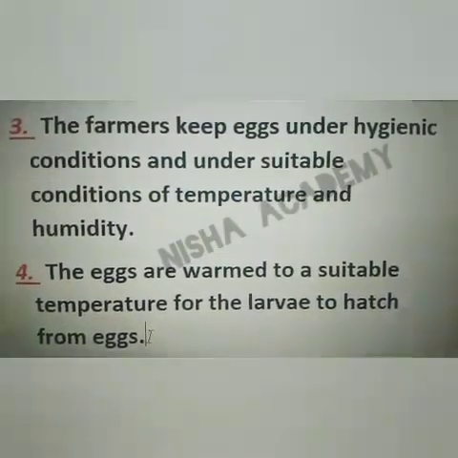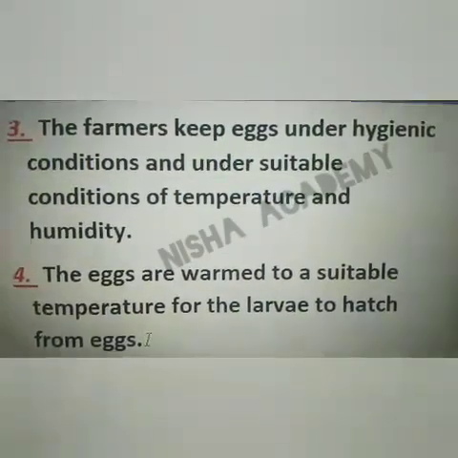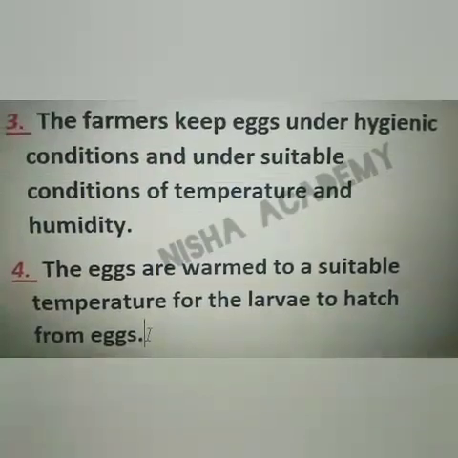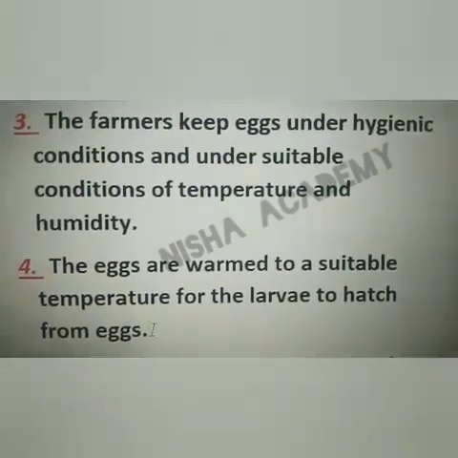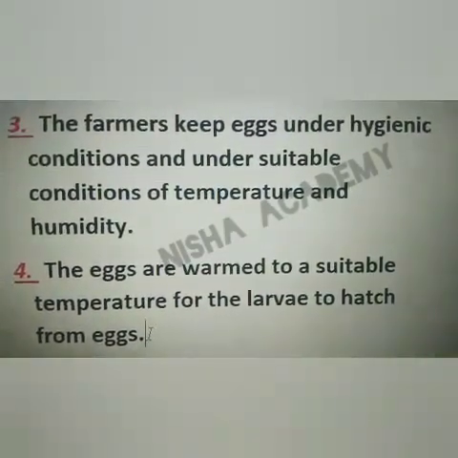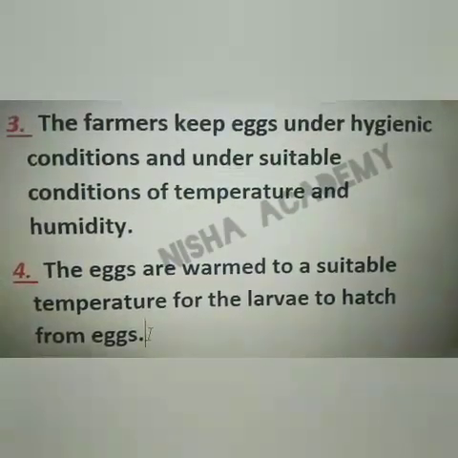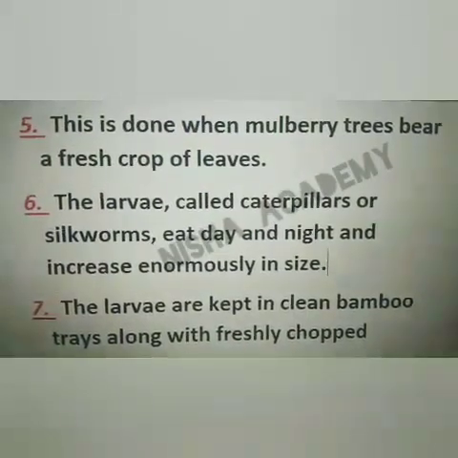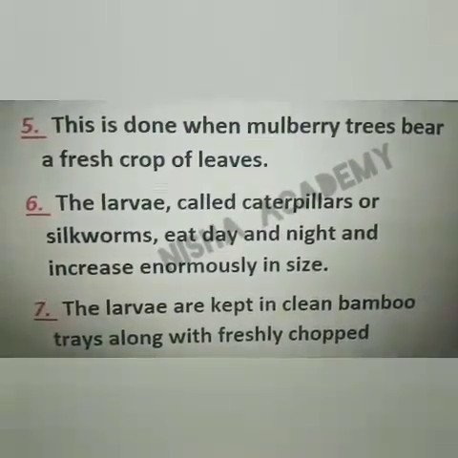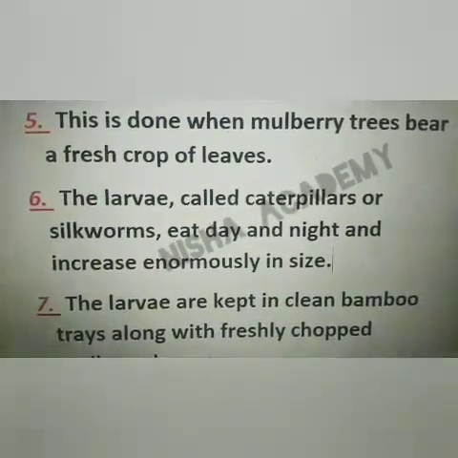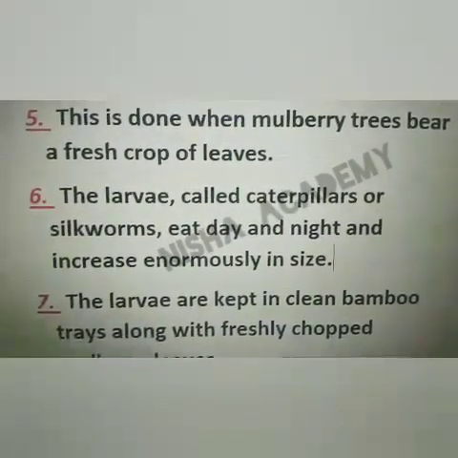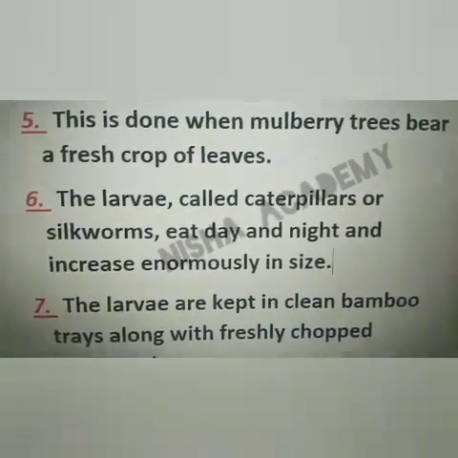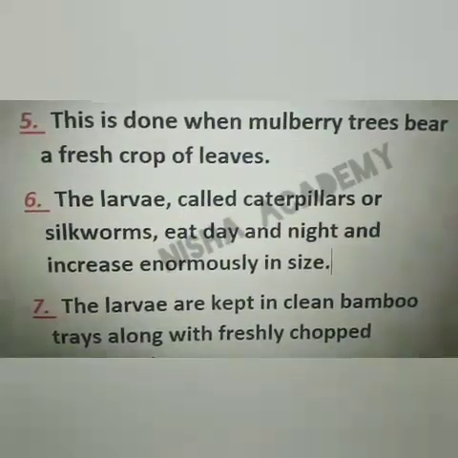The farmers keep these eggs under hygienic conditions and under suitable conditions of temperature and humidity. These eggs get warmed to a suitable temperature for the larvae, that is caterpillars, to hatch from the eggs. This process is done when mulberry trees bear a fresh crop of leaves, as these leaves are the special food of caterpillars. The larvae, known as caterpillars or silkworms, eat day and night and increase enormously in size.